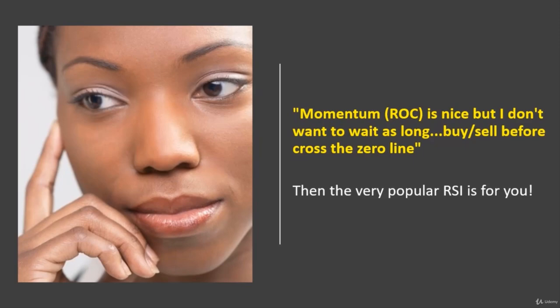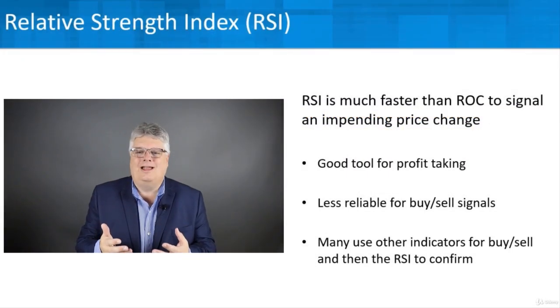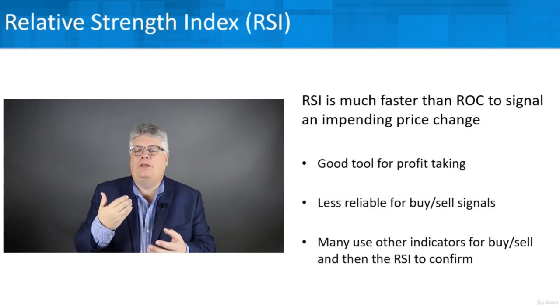All right, well, you may be saying to yourself something like, Steve, momentum or rate of change is nice, but I don't want to wait as long to buy or sell before it crosses the zero line. I want to get in there a little sooner. If that's true, then the very popular RSI is for you. RSI, or Relative Strength Index, is a momentum indicator, and it's much faster than the rate of change or traditional momentum as a signal that an impending price change may be happening. So it's a good tool.